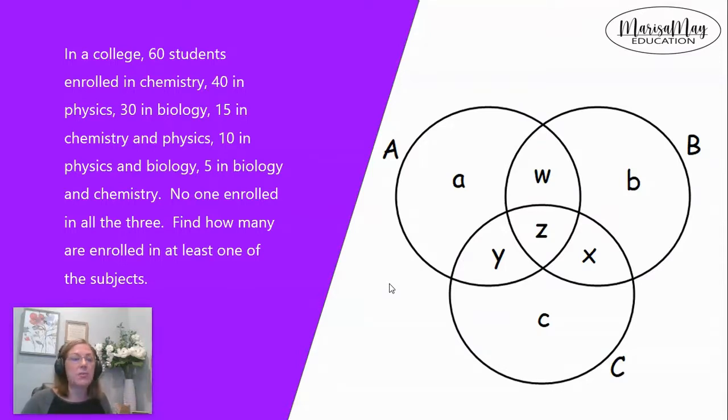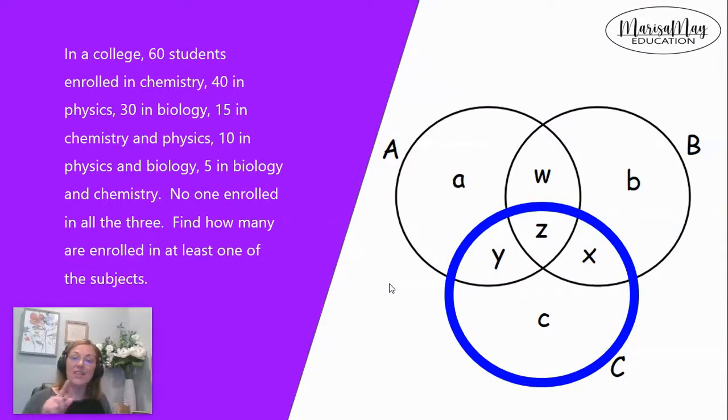And let's point out some of the regions that we have here. The blue region, the capital C region, is going to be our chemistry. So we'll put chemistry over here. But I want you to notice specifically in this region that little c are the people who only take chemistry, while the X, Y, and Z are people who take more than one. Okay.